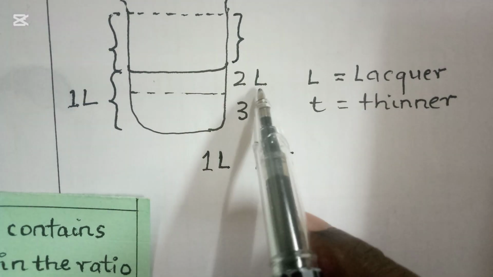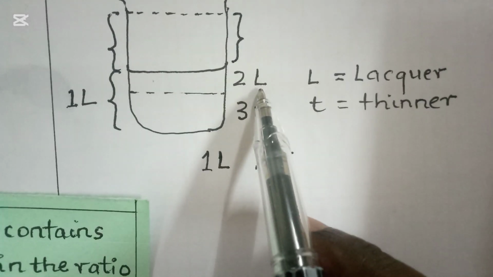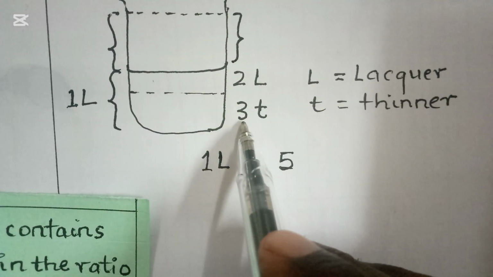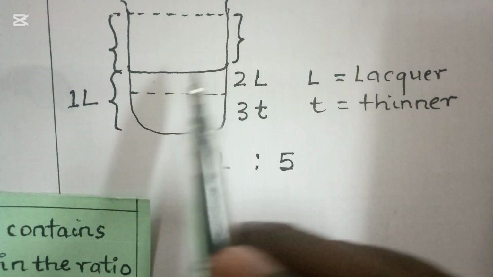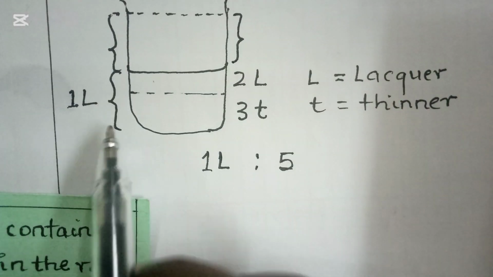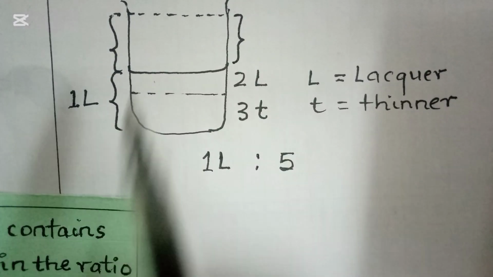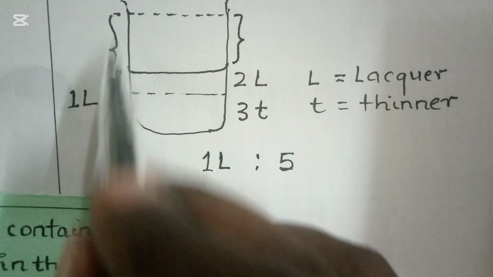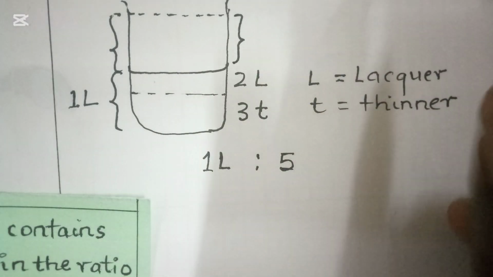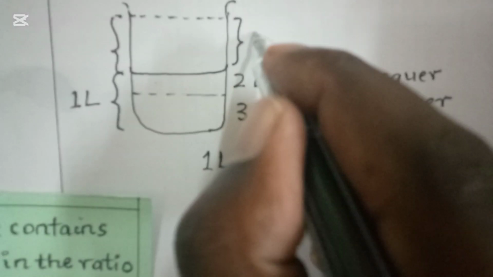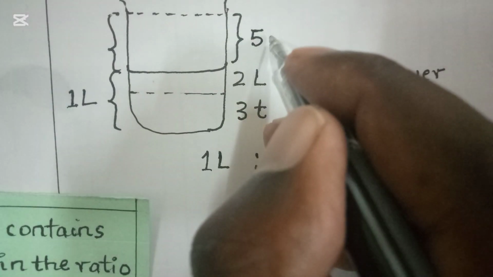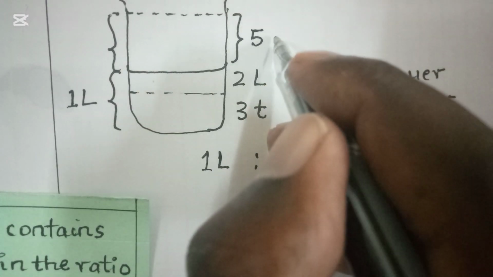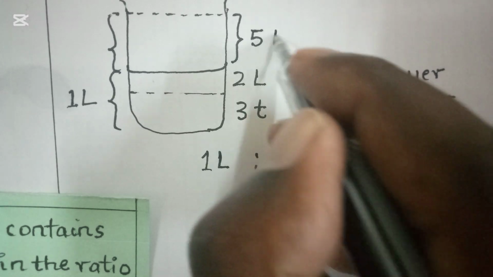That is 2 liquor parts and 3 thinner parts. And so guys, if we can say 1 liter contains 5 parts, even what we have added here is going to be 5 parts. And so therefore we are going to have our thinner as 5. That is 5 parts of thinner.